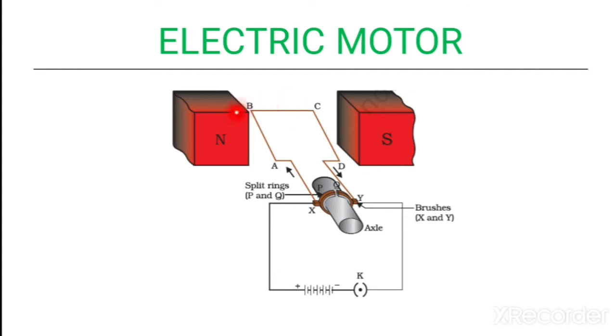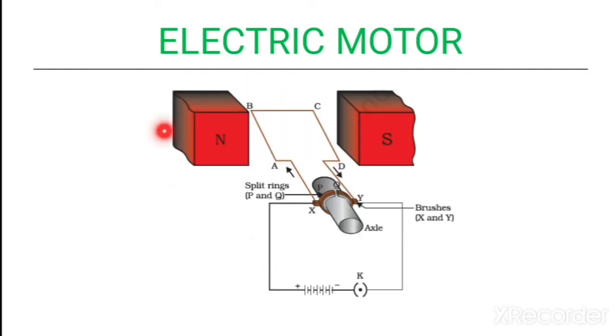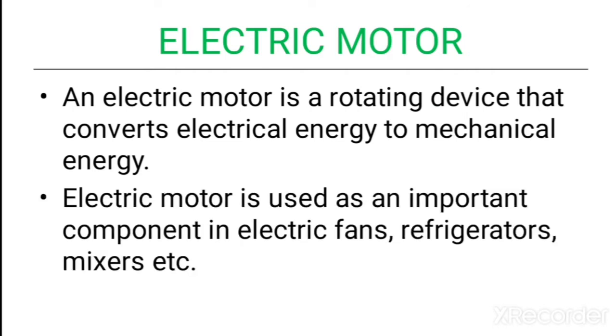So this is a diagram of an electric motor. These are the magnets. This is a coil like I had shown you. This is the axle and this is the electric circuit. I hope you remember this diagram. An electric motor, as you know, is a rotating device that converts electrical energy to mechanical energy. An electric motor is used as an important component in devices like electric fans, refrigerators, mixers, etc.